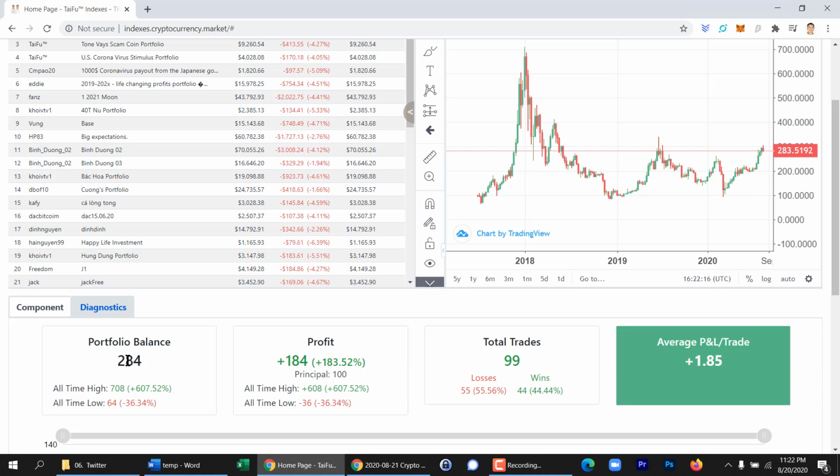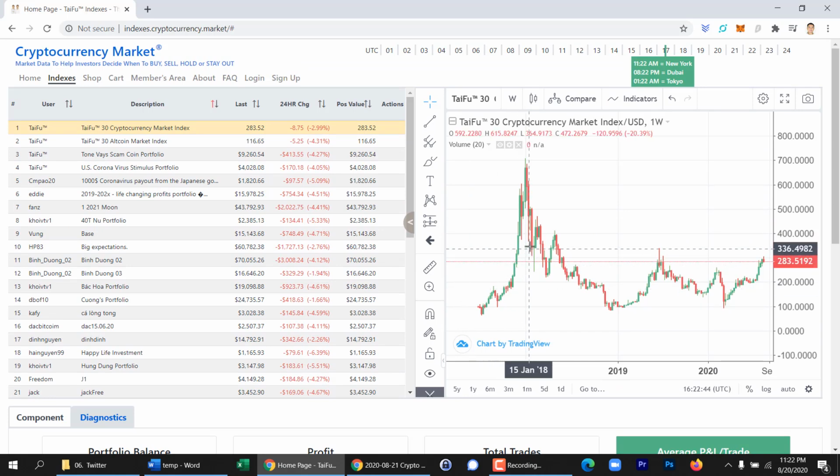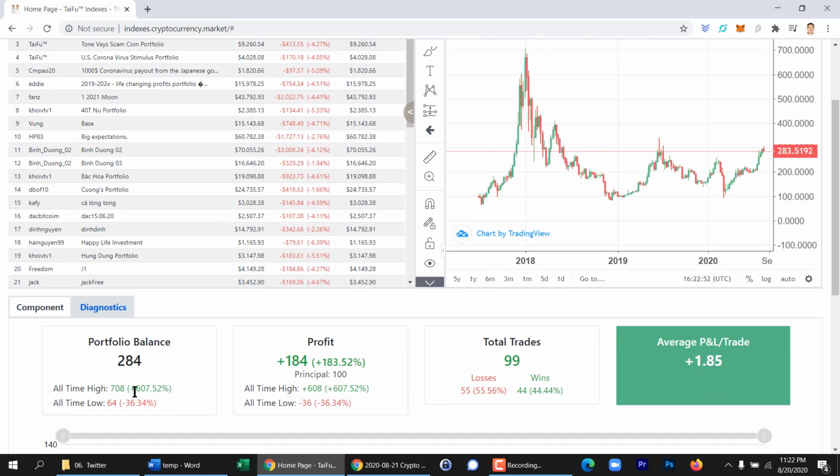Right here, the portfolio balance is 284 points. Keep in mind, guys, that the indexes are measured in points and the portfolios are measured in dollars. The current balance is 284 points, which is somewhere right there, 283.5, so it's rounded off to 284. And then the all-time high is 708, which is way up here. If I put the mouse over there, you'll notice the high is 707.5, so it's rounded off to 708.